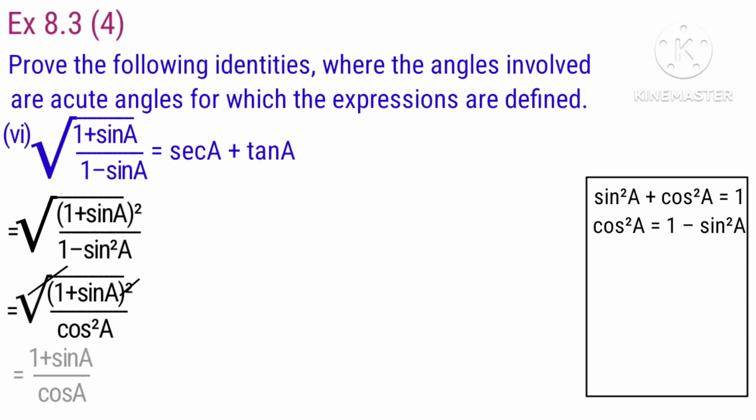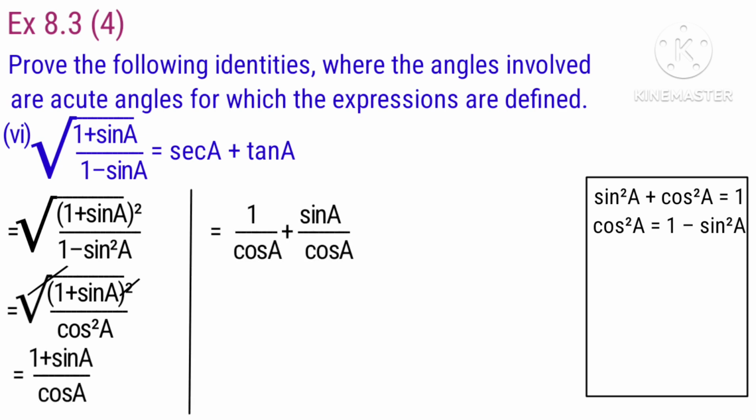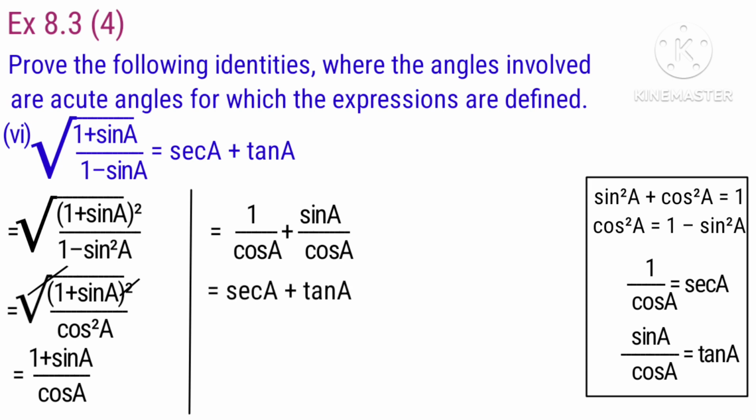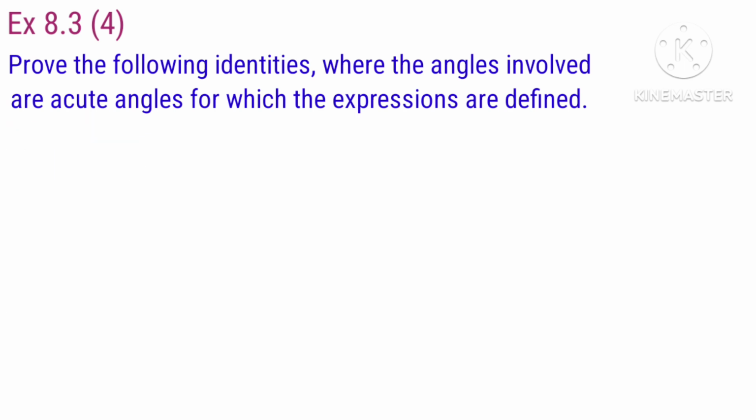So, we can write 1 plus sin A divided by cos A. That is 1 divided by cos A plus sin A divided by cos A. So, 1 divided by cos A is sec A and sin A divided by cos A is tan A. So, here sec A plus tan A, that is equal to RHS. LHS is equal to RHS, hence proved. We'll move on to our next question.